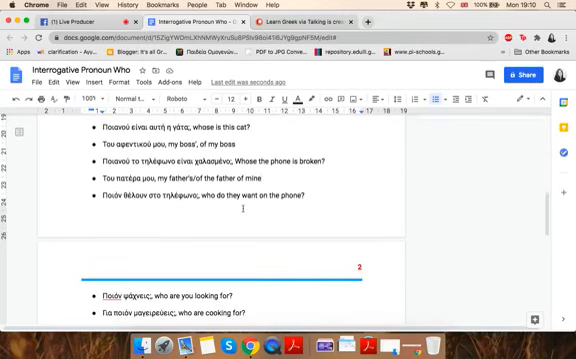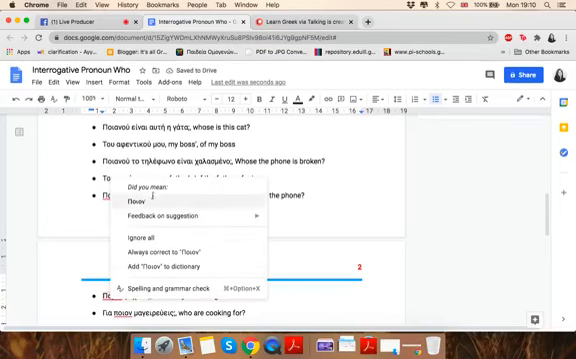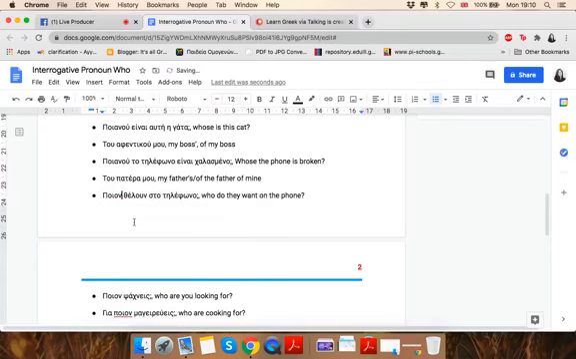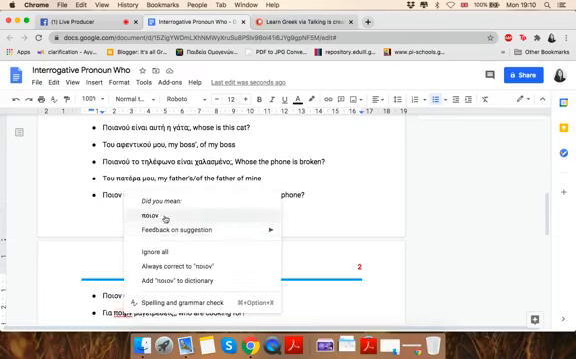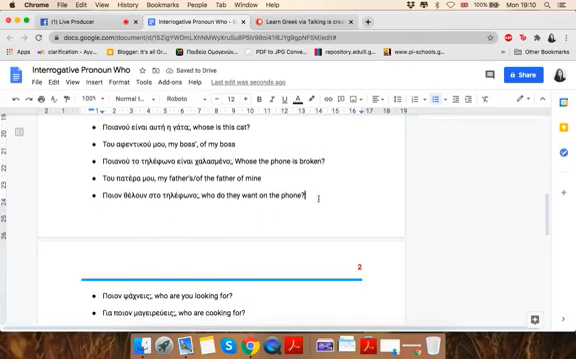Now, moving on to who or whom, okay? Ποιον could be who, whom as well. But the way I'm going to use this time, it cannot be translated as whom, for the simple reason, because of the English grammar. Okay, the English grammar commands so. So, ποιον θέλουν στο τηλέφωνο.